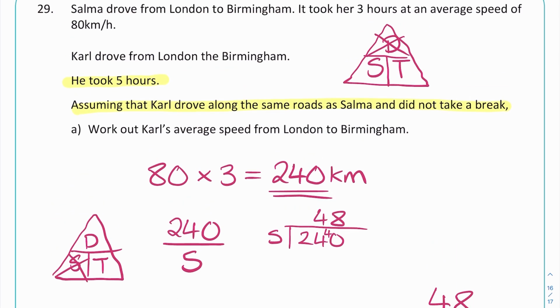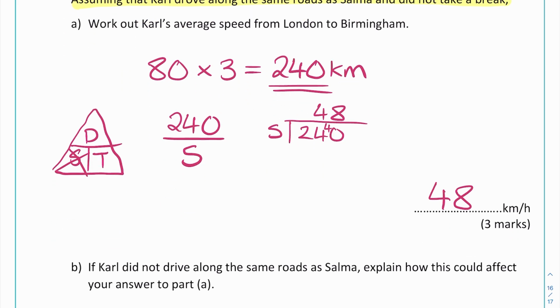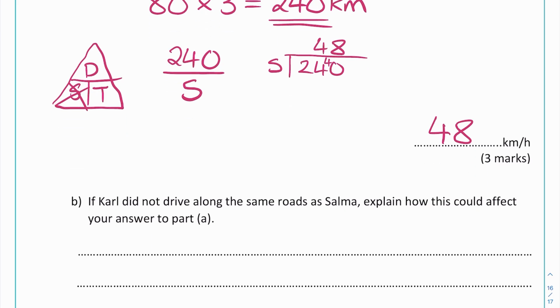and that makes a lot of sense. If Salma in this question was driving at 80 kilometres per hour and did it in 3 hours, and Carl took 5 hours, it would make sense that Carl was driving slower than Salma was. So 48 kilometres an hour.